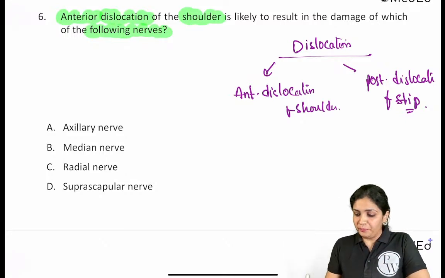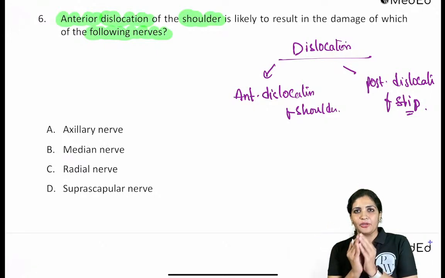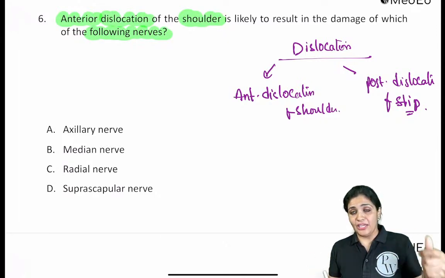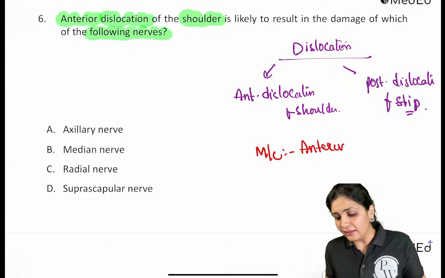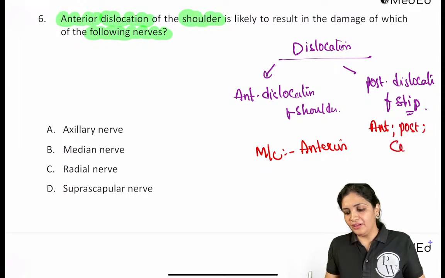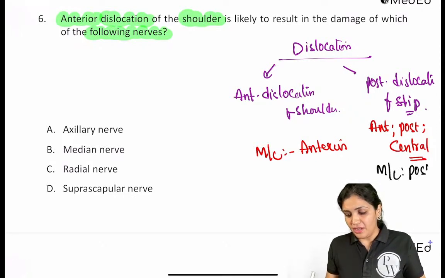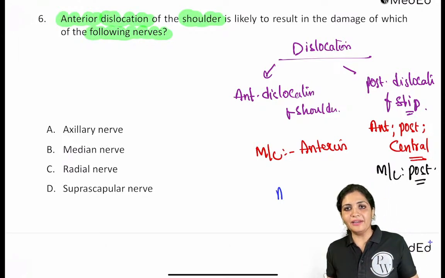So coming to the dislocation of the shoulder, there are three types: the anterior, the posterior, the inferior. Here in case of shoulder, the most common one being the anterior, right? And in case of dislocation of the hip, there is anterior, posterior, and central. But here the most common one is the posterior.